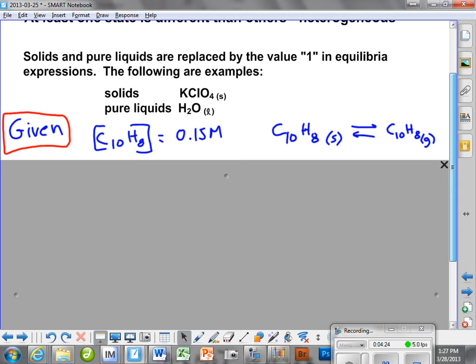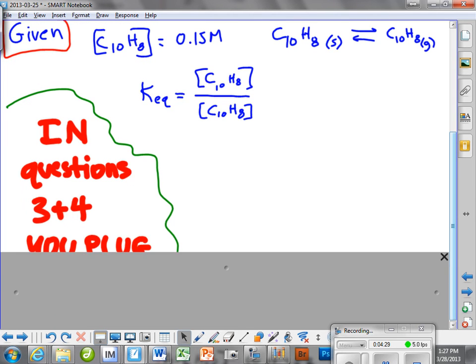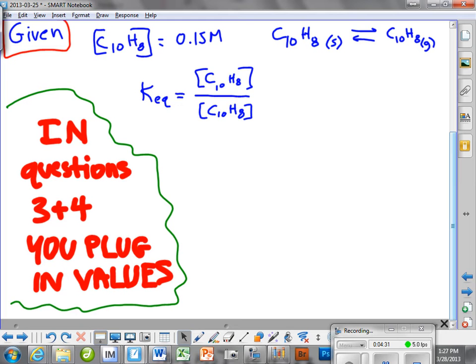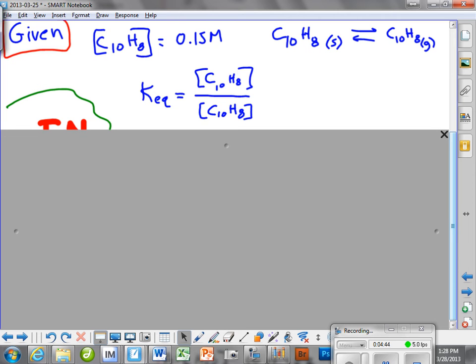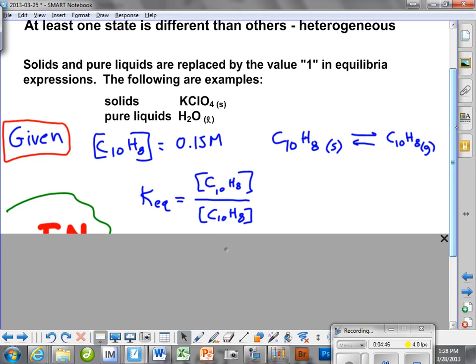In this particular situation, in your problems 3 and 4, you're going to plug in values, which we haven't done before. And we're also going to have to identify the hetero and homo and be able to get rid of things that are solids or liquids. So let's go by the cards.